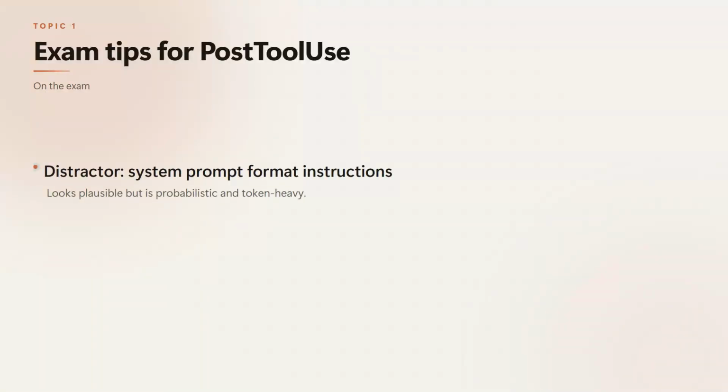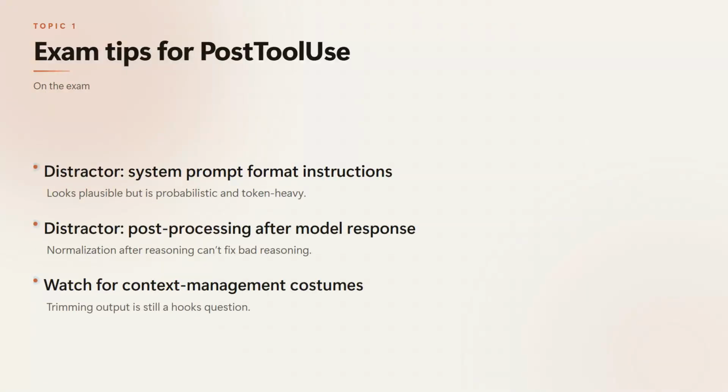On the exam, the most common distractor is adding format conversion instructions to the system prompt. It sounds reasonable, but it's probabilistic and burns tokens. The exam wants the deterministic hook. Another trap is normalizing after the model has already produced its response, that can't repair reasoning that was based on inconsistent data. And keep an eye out for questions about trimming verbose tool output. They're wearing a context management costume, but they're still testing PostToolUse hooks. This is testcraft. Know the mechanism, not just the use case.